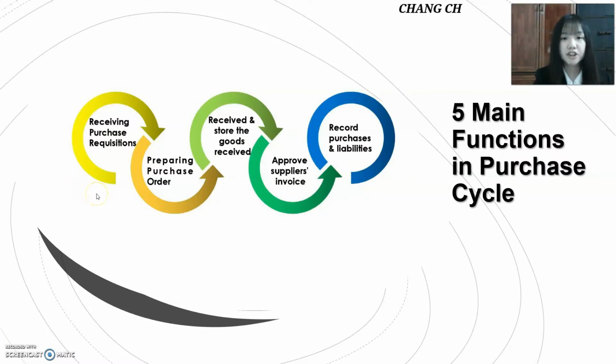There are 5 main functions in the purchase cycle, starting from receiving purchase requisition, preparing purchase order, receiving and storing the goods received, approving a supplier invoice, and last is recording the purchase and liability. It is important to place control in each function, but how?